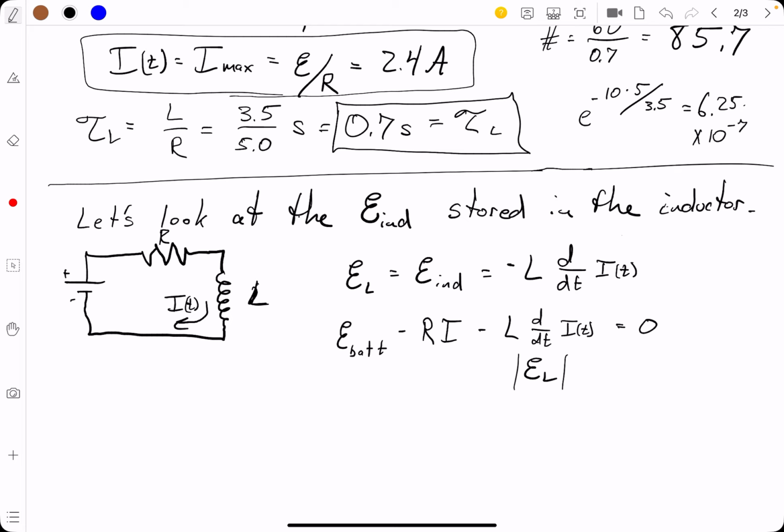So let's do it. Let's do the derivative. We want the derivative with respect to t of I of t. So that's really the derivative with respect to t of this function, E over R times 1 minus e to the minus t over tau.